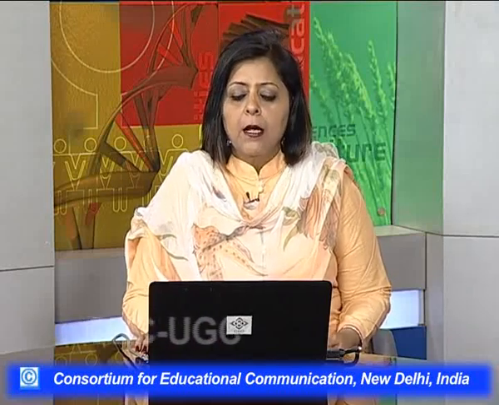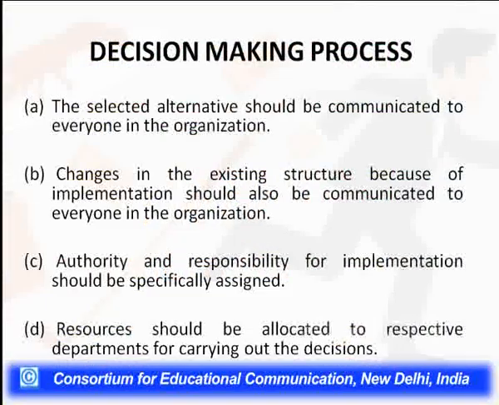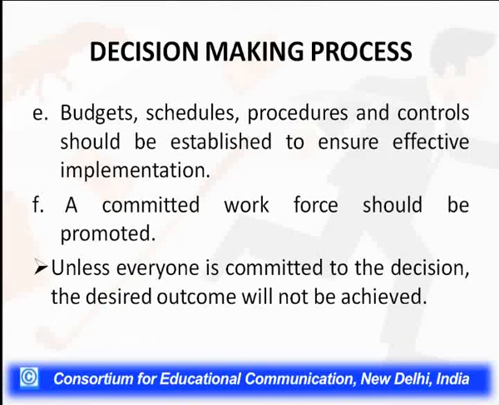Now, as far as the implementation of the alternative is concerned, it should be communicated to the complete departments, all the people who are associated with and affected by the decision making, and it must be properly and meticulously planned. In the process, whosoever is affected must be allowed to participate in the decision making process, and it must be communicated to each one of them. If there are changes in the existing structure, they must be endorsed and communicated. Any changes in the authority and responsibility also must be specifically assigned. And the resources allocated to each department must be diligently allocated in carrying out such decision making process.